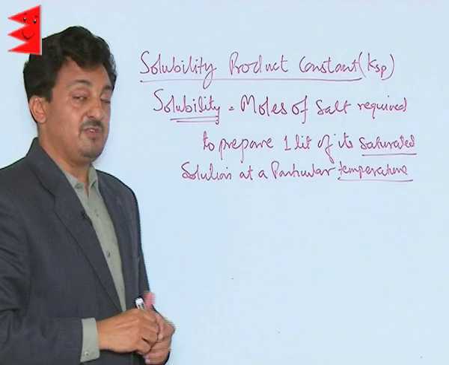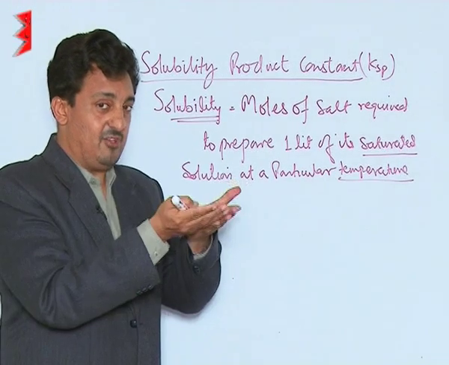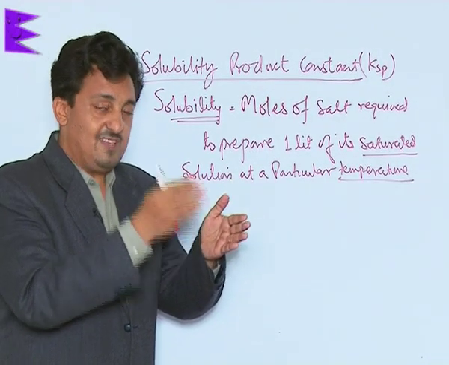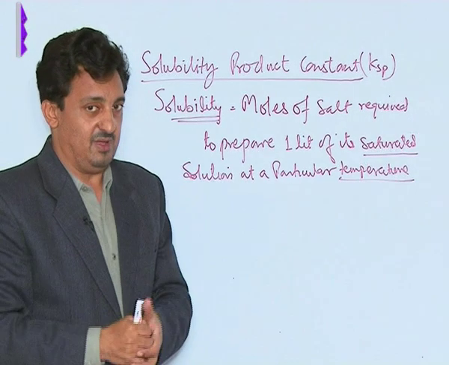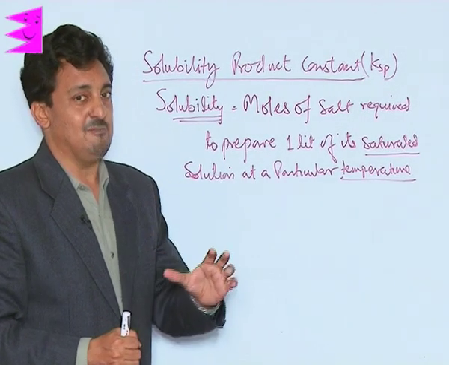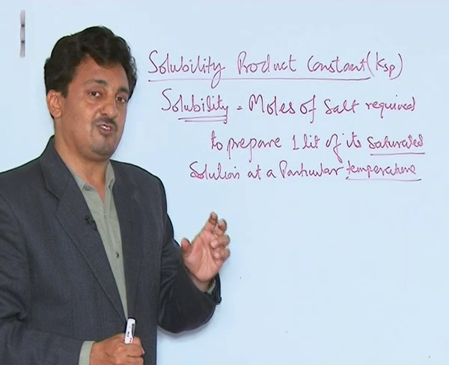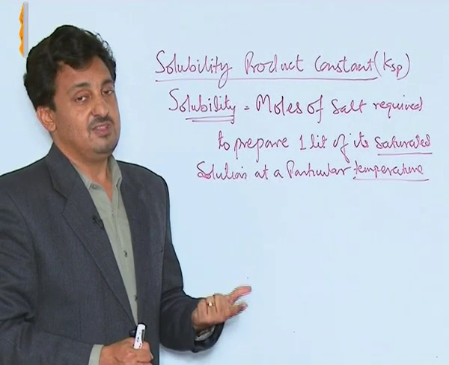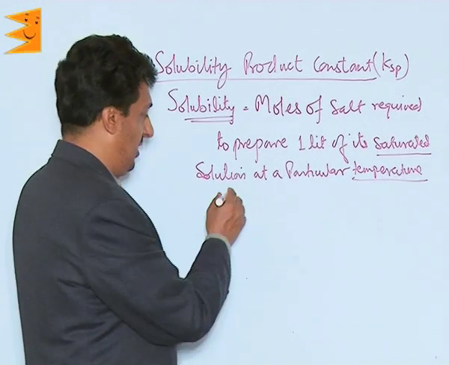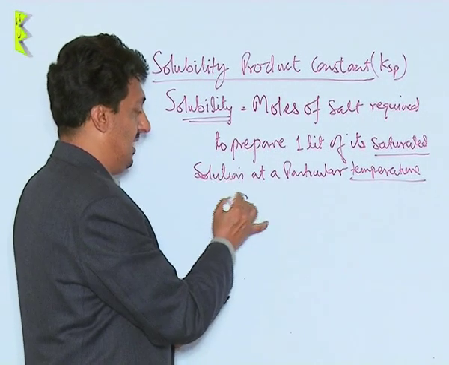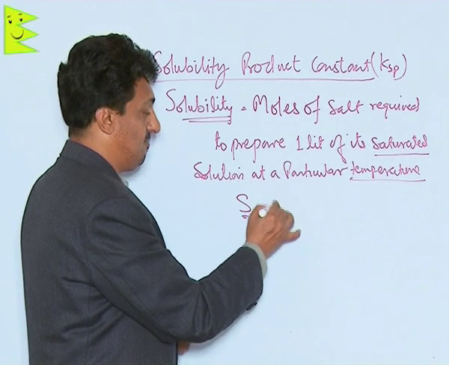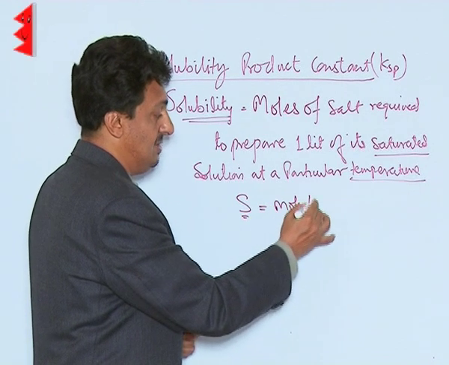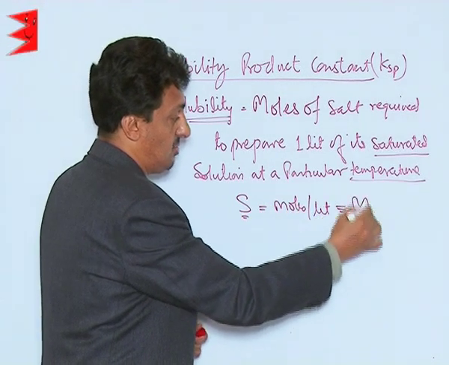temperature. Because as we increase the temperature, the solution becomes unsaturated, and more of the salt is required to prepare the saturated solution. So at a fixed temperature, whatever the moles of the salt required to prepare 1 liter of its saturated solution is called the salt's solubility. Therefore, the solubility, which is given the symbol S, is expressed in moles per liter, in short called molarity.